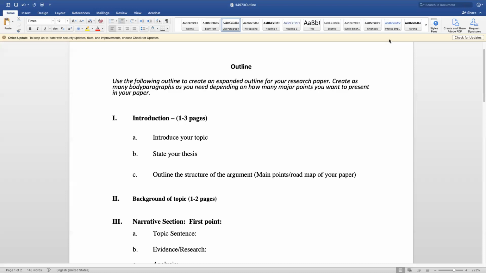So what's the goal of the introduction? Well, first of all, the introduction is about 1 to 3 pages. It should not be longer than 3 pages, and probably most of your introductions will be shorter than 3 pages. You introduce your topic to your reader. What is it exactly that you're writing about?